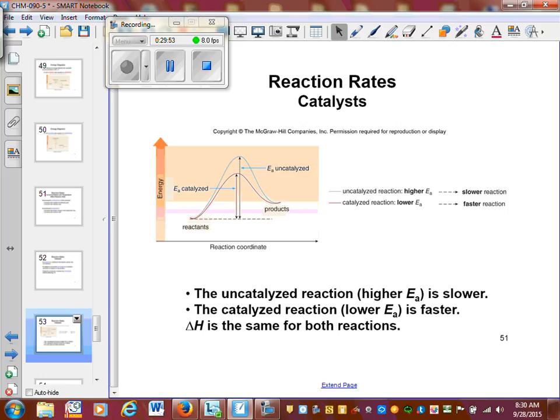So here we're looking at a catalyzed versus uncatalyzed reaction. All we did, we end up at the same place, we start at the same place, but we lower the energy of activation. Okay? So it's faster.